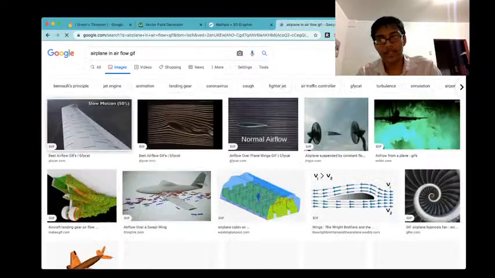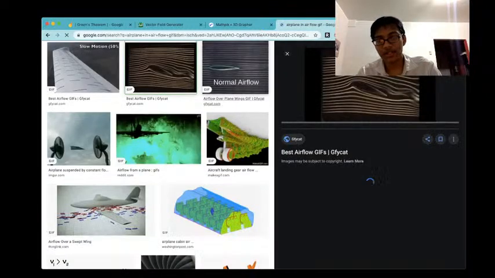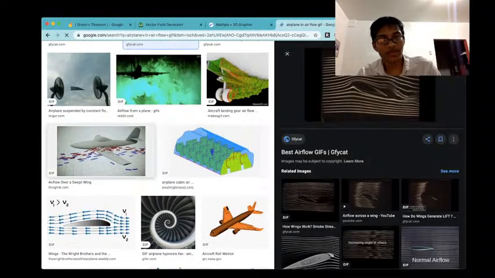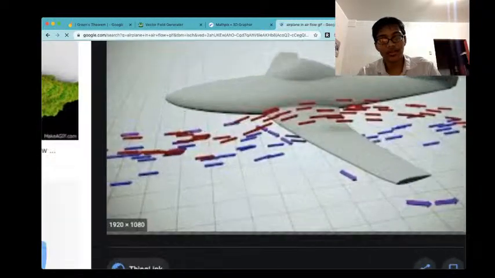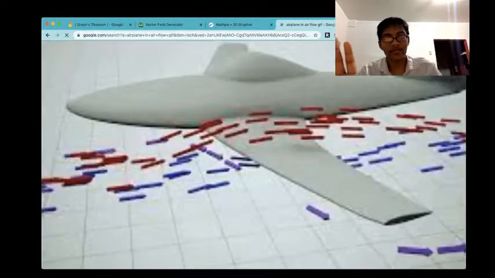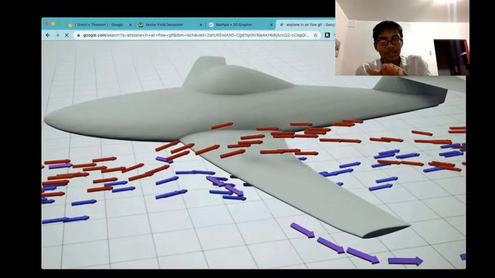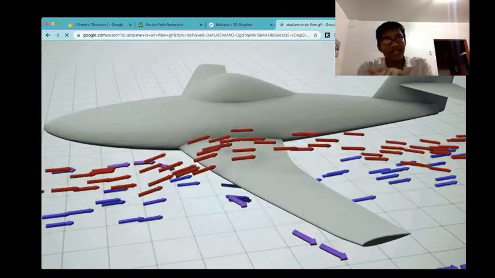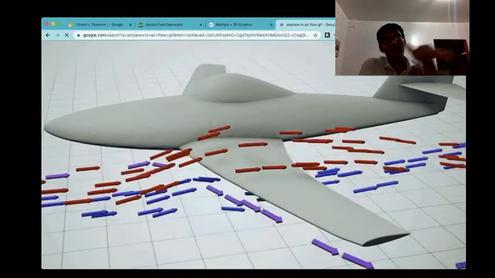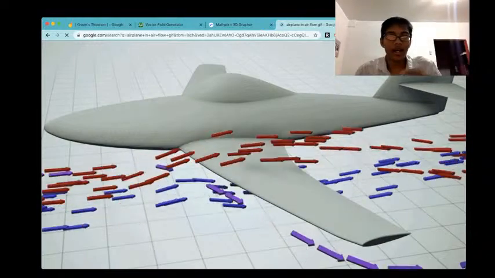What you'll see right now is the concept of airflow, right? So hopefully you're seeing what I'm seeing right now, and that is hopefully you're seeing the animation itself as well. So what we have right here is particles of air being compressed and decompressed around the wings of an airplane, right? That's hopefully what you're seeing right here right now.